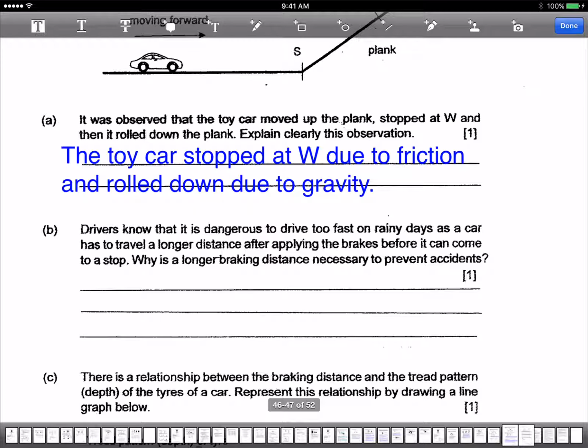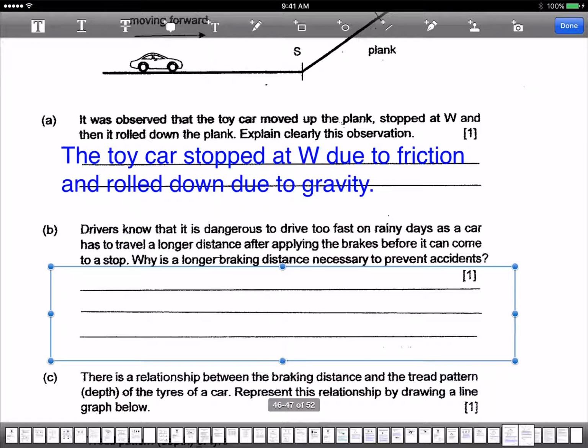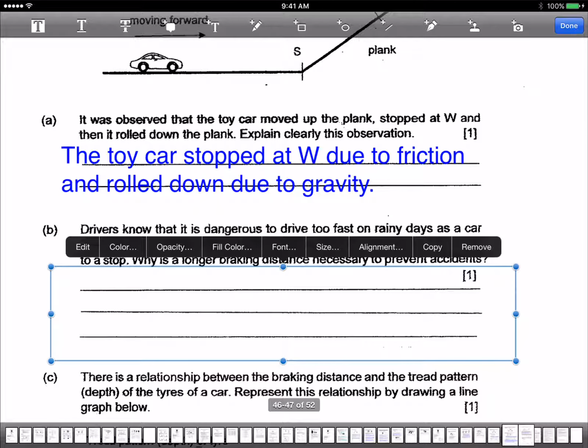Right, next. Drivers know that it's dangerous to drive too fast on rainy days. Why is a longer braking distance necessary to prevent accidents? Do you know what it means by longer braking distance? That means you step on the brake earlier. You don't wait until the last minute then step on the brake. Okay, why? Yes, Pooja. The water on the road acts as a lubricant, so the amount of friction between the tires of the car and the road is less. Yeah. And so a longer braking distance is necessary to prevent accidents.